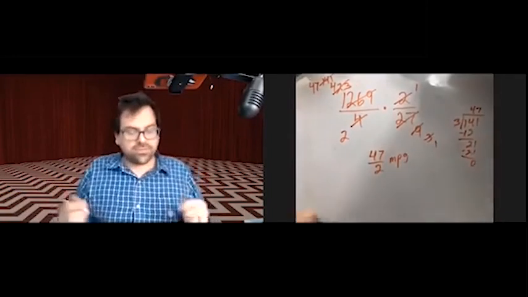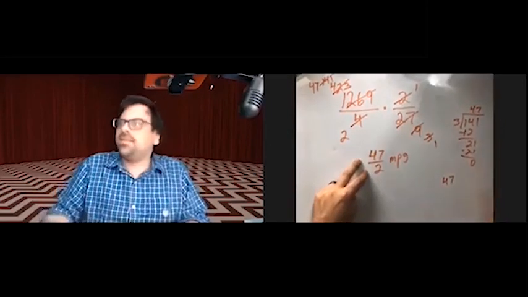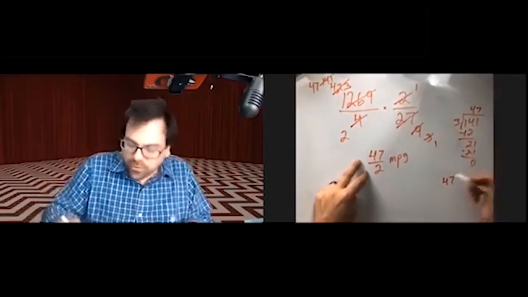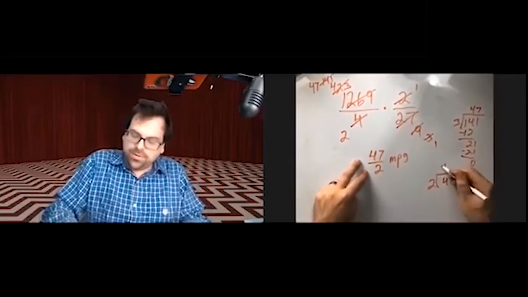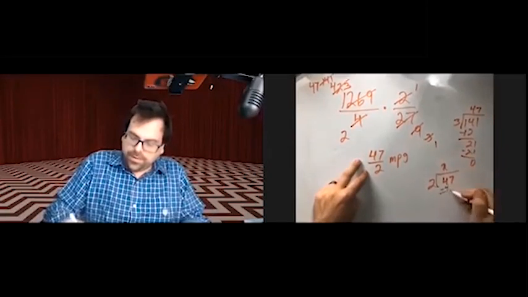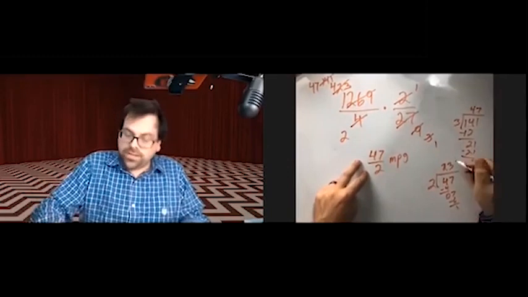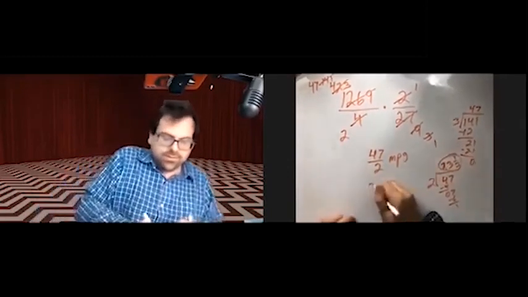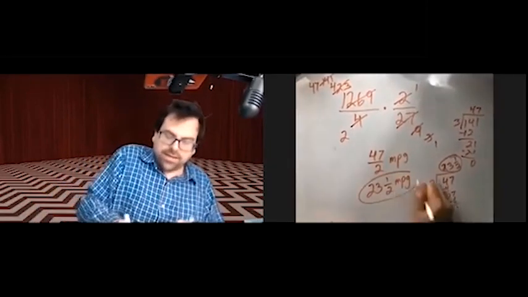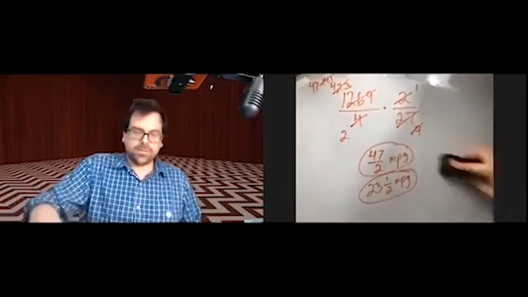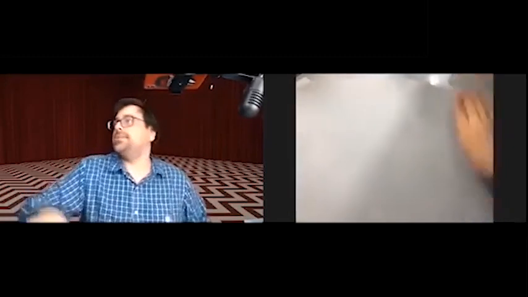47 over 2 miles per gallon, or in a way that you might be more familiar with hearing, if we divide out 47 by 2, we get 23 and a half. So the other thing to say is 23 and a half miles per gallon. So the key to that problem was realizing miles per gallon tells us miles divided by gallons.